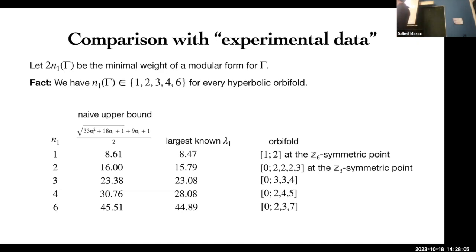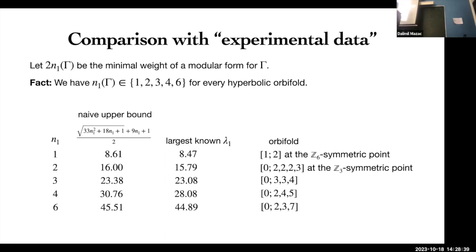So let's just use the n. Let's take the minimal value n for a modular form of a given topological type. Then there are only 5 options for n. It's either 1, 2, 3, 4, or 6. So for all surfaces, there's always a modular form with one of these values. And then we look at what our predicted bound is, and we can compare it with the largest known lambda 1 for the topology.